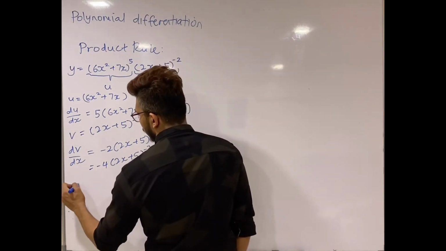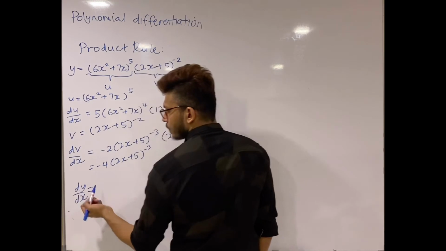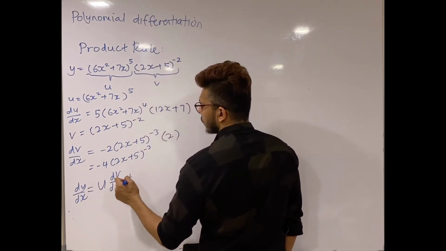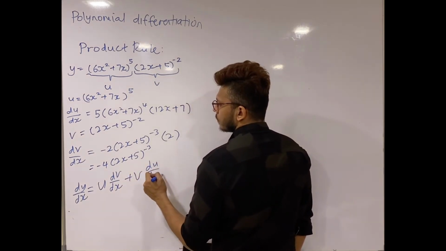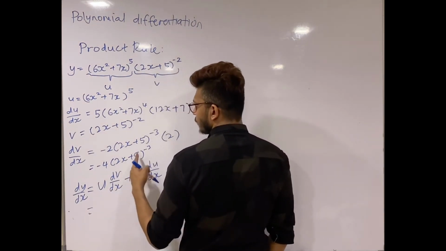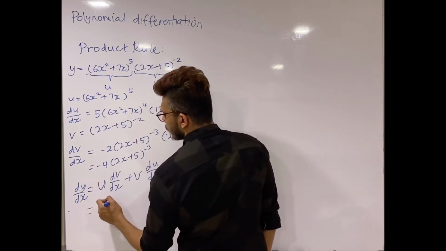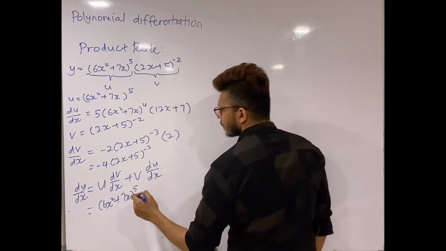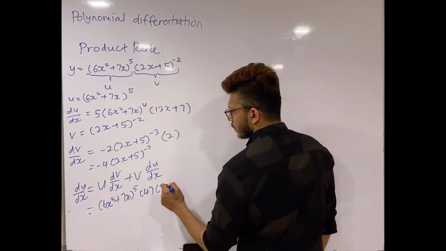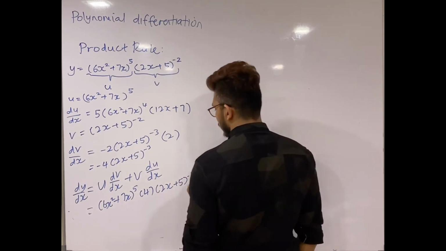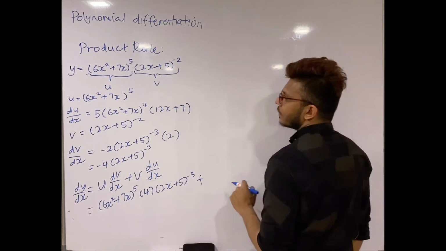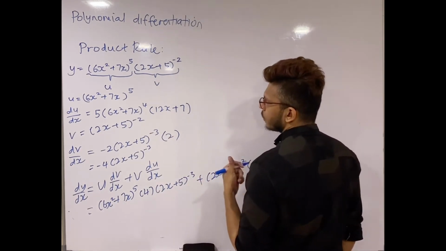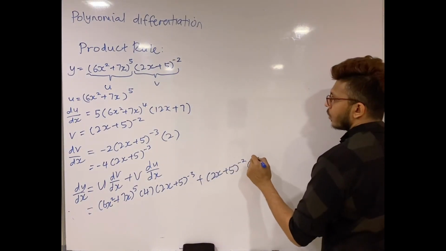I'm writing back the formula. dy/dx is equal to u dv/dx plus v du/dx. What's u? Then what's dv/dx? Plus, what's the v here? And what's your du/dx? It's quite long, isn't it?